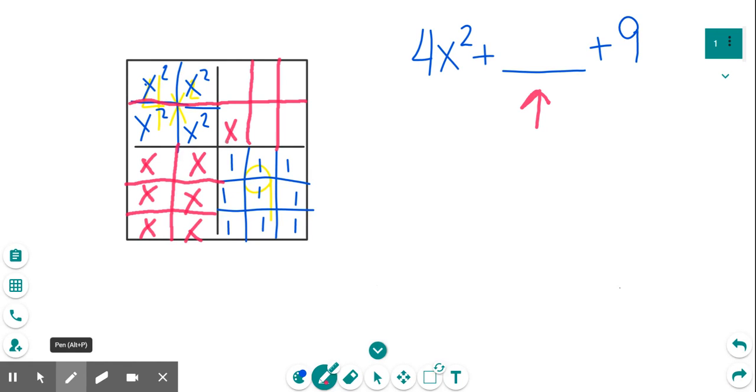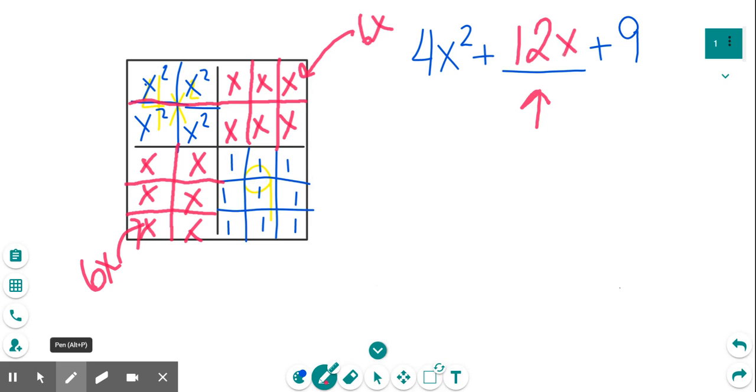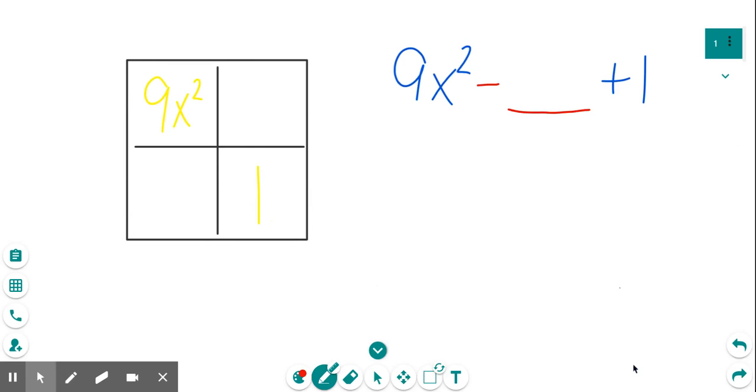So how many x's are there? Well, if you count them up, you'll see that there's 6x in this box, and there's another 6x in that box. And altogether, that number in the middle is 12x. So here we have a piece missing, and again, we are going to make a perfect square trinomial. But notice this time we have a negative in the middle. So we're looking for a negative sum. So let's see if we can find it.